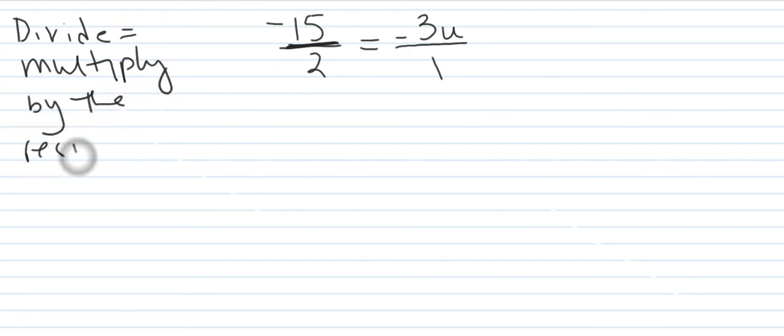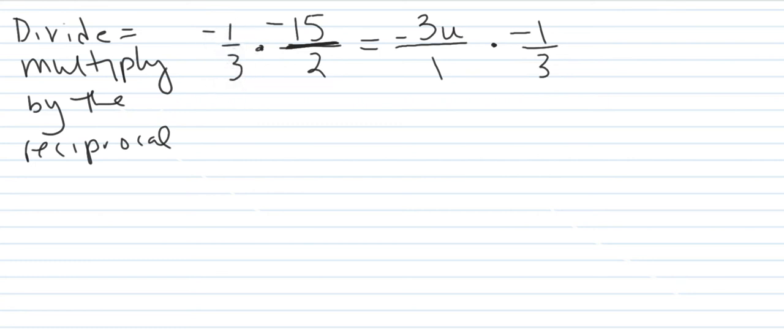Sorry, reciprocal. That's how you spell it. Okay, so instead of just dividing, what we're going to do is we're going to multiply this by -1/3 because the reciprocal of 3 is 1/3. Whatever we do to one side, we must do to the other.